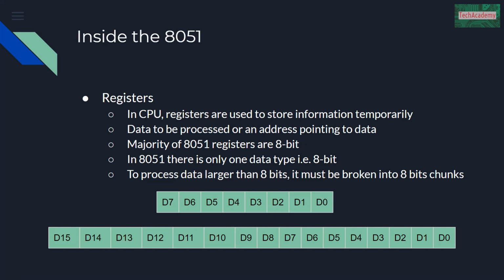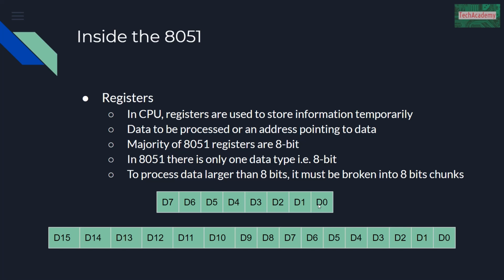Let's say we have to process 16-bit data or 32-bit data, then we must break that into 8-bit chunks. So 16-bit data should be divided into 2 bytes, that is two 8-bit data bytes, or data types. This is how a single 8-bit register looks. It is a complete register which has 8 different bits. This is the LSB, which we call D0 or data bit 0, then data bit 1, data bit 2, and so on up to data bit 7. This is how a complete 8-bit register looks, or we can say a 1-byte register.